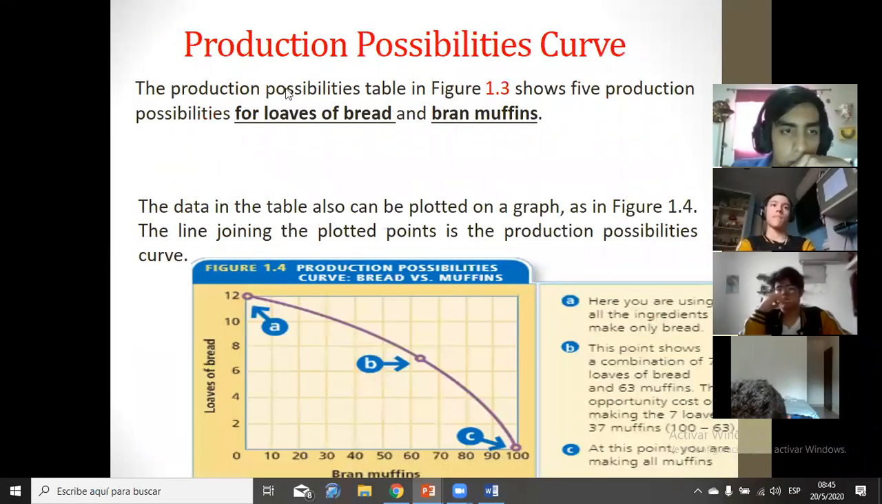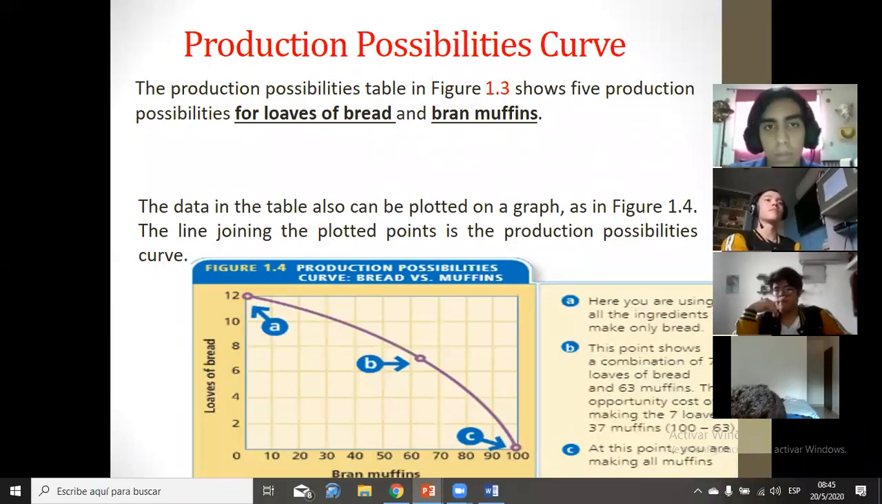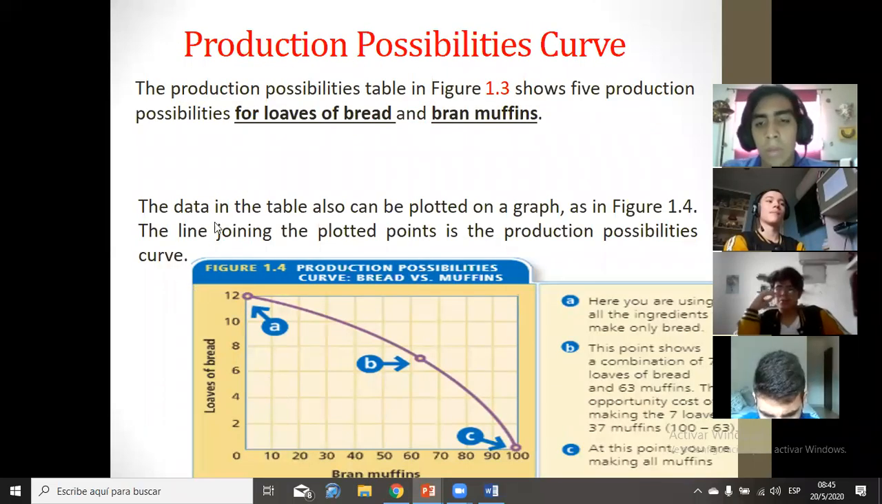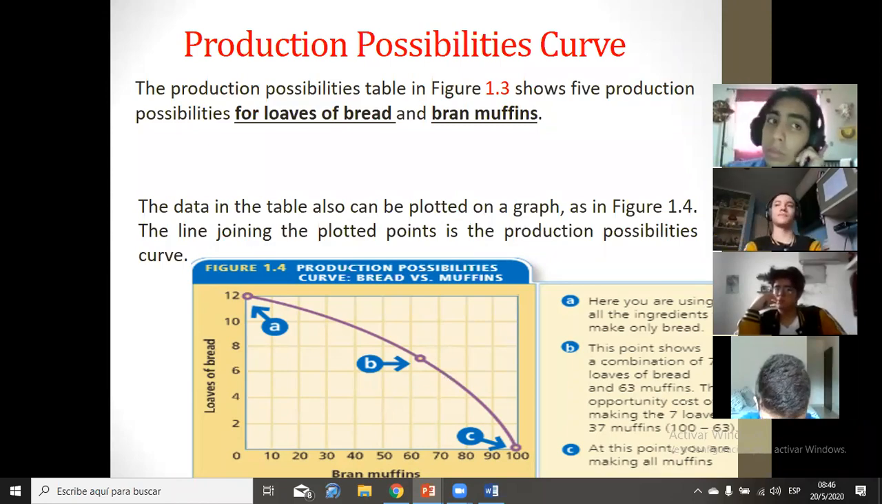Production possibility curve. This production possibility table on figure 1.3, this one, shows 5 possible production combinations of loaves of bread or muffins. 5 possible combinations, 1, 2, 3, 4, and 5, okay? Now the data in the table also can be plotted on a graphic, like this one, and you are going to do it, okay? Because I'm gonna give you a practice note for you to do it, and you need to draw a graphic. I'm gonna give you all the information, and you have to draw the graphic in your notebook. Don't worry, I'll tell you in a few seconds, okay?